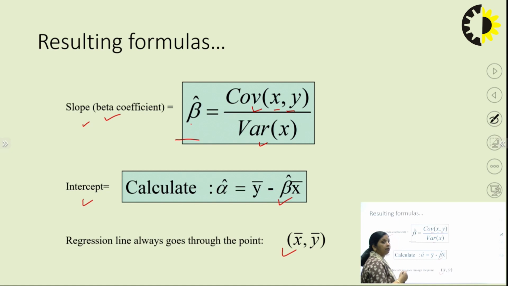So when we say that the regression line goes through the mean, it means the point that is the mean of x and mean of y will satisfy the regression equation. So we put that in here and we get the second value, that is the intercept coefficient. So these are the coefficients, calculated using covariance and variance, and from there, using the mean value, we can calculate the intercept. So this is our regression equation and how alpha and beta are calculated.